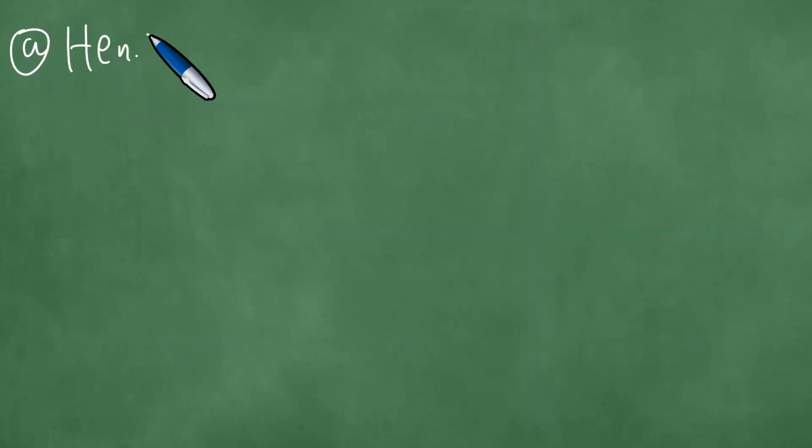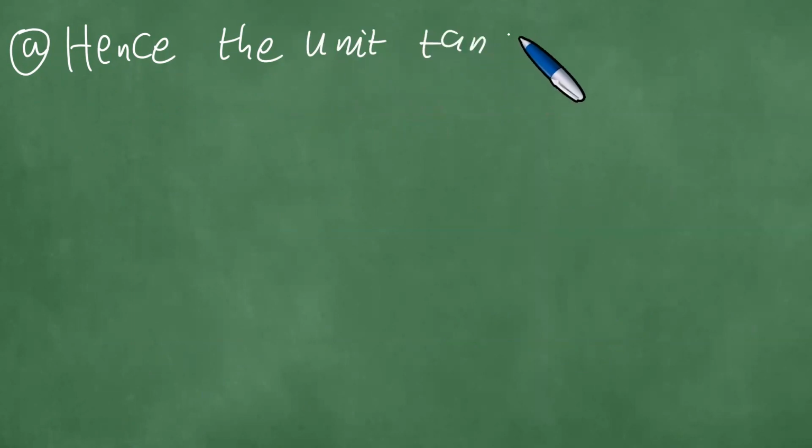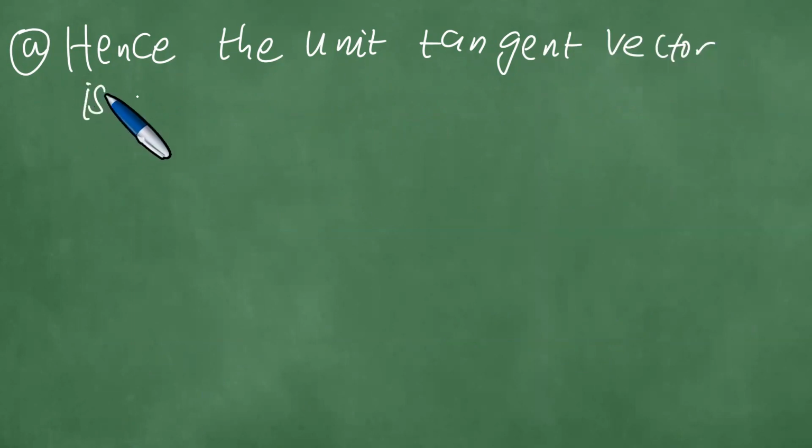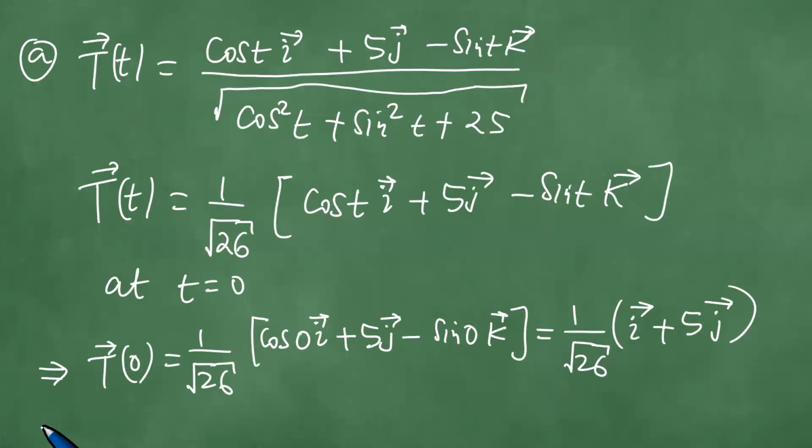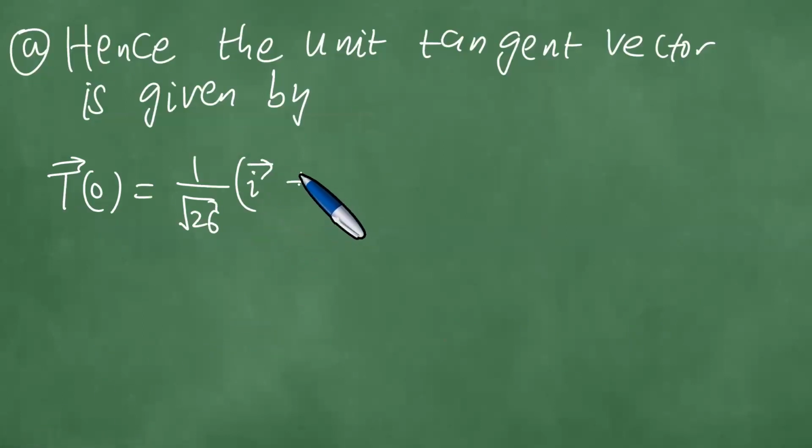Right, hence the unit tangent vector is given by 1 over the square root of 26 into i plus 5j. Unit vector i plus 5 unit vector j.